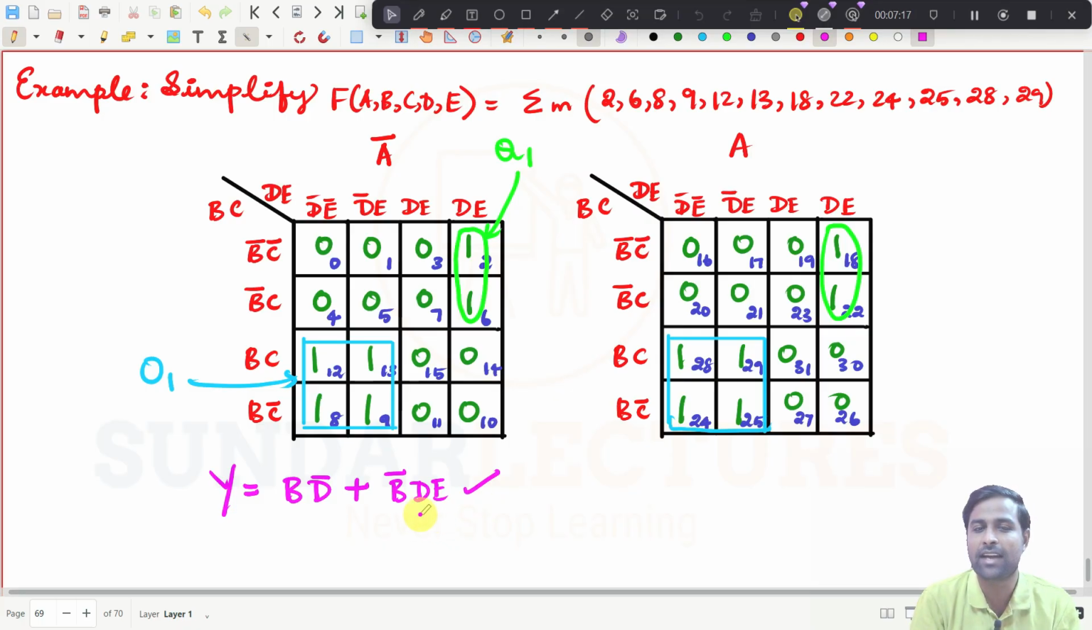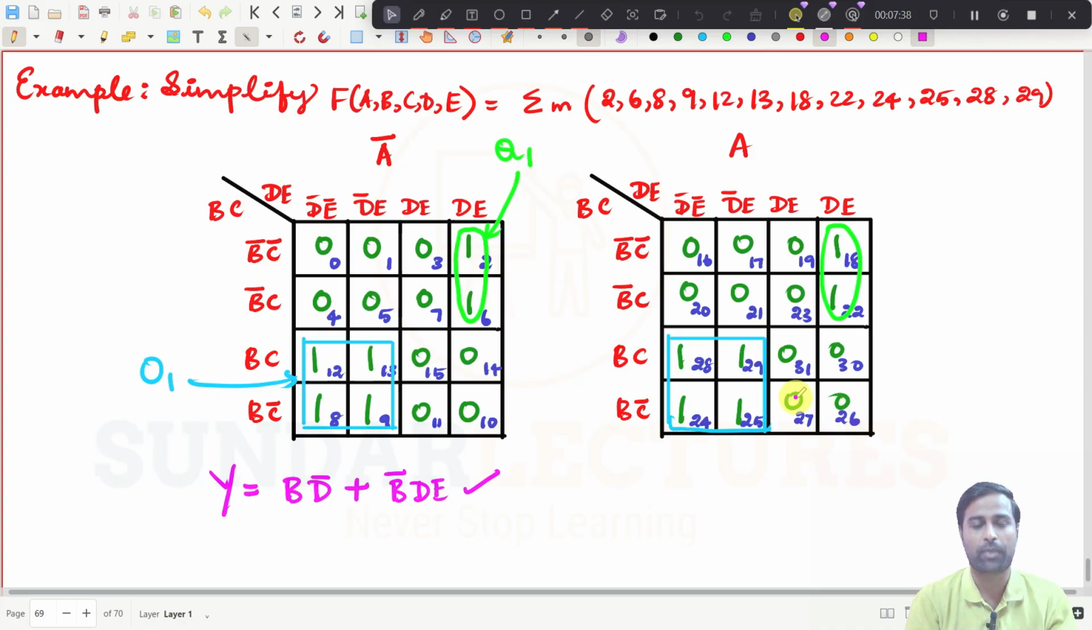See here, this is the output equation for the quad. How many variables will a quad reduce? Two variables. And you see, this is a 5 variable K map, and I have got two variables reduced. So this is the final answer. No ones are left here, so you have completed the problem. Right? Can you understand what I am saying?